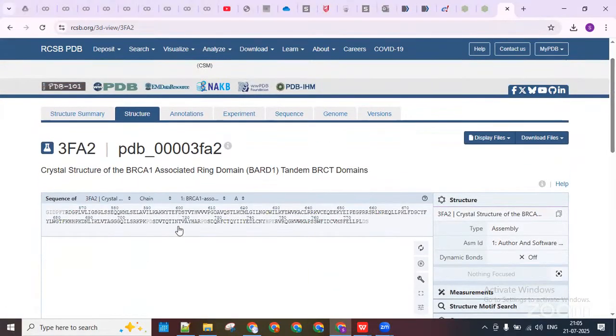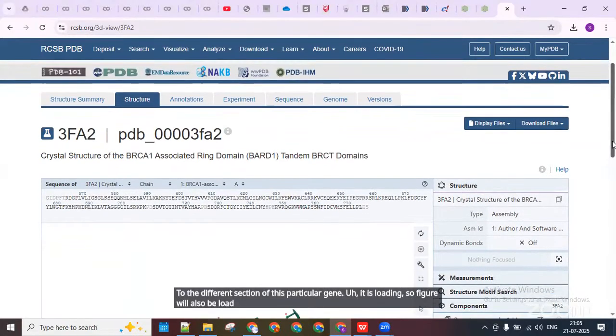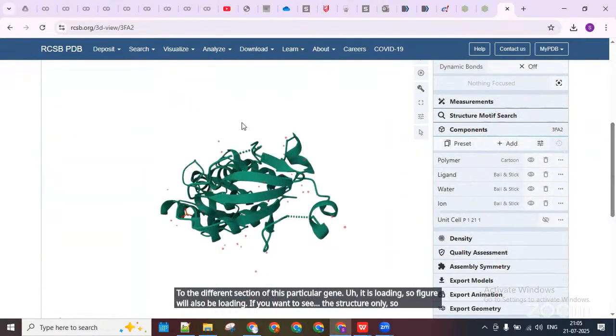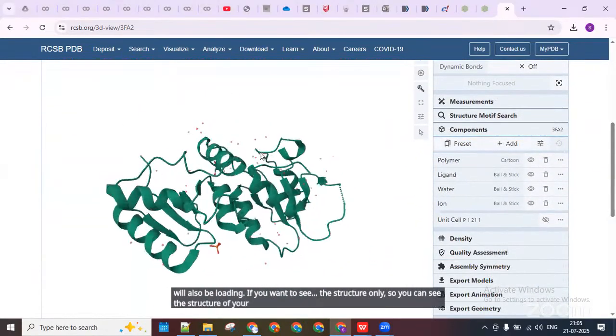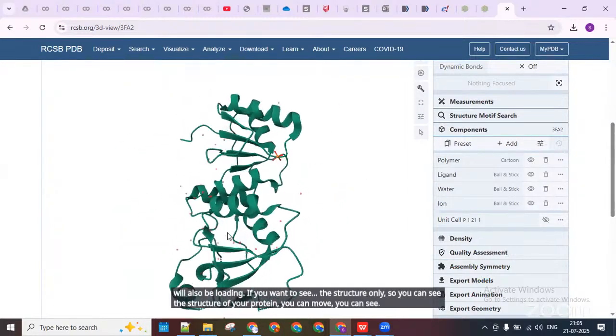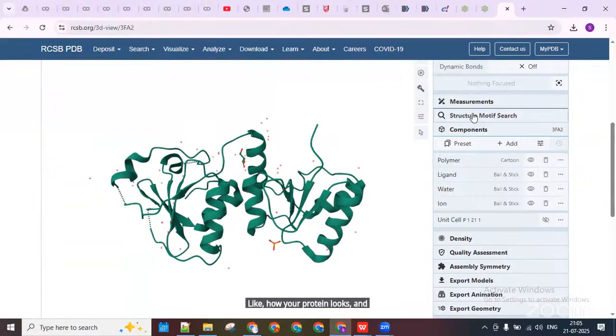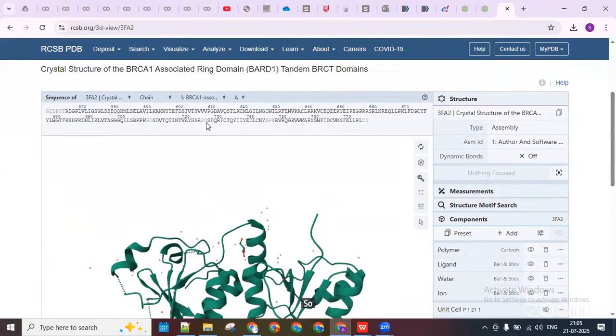It is loading. So the figure will also be loading. If you want to see the structure only, you can see the structure of your protein, you can move it, you can see how your protein looks. And when you see the sequence actually, this is not the nucleotide sequence. These are the amino acid sequence of your protein.